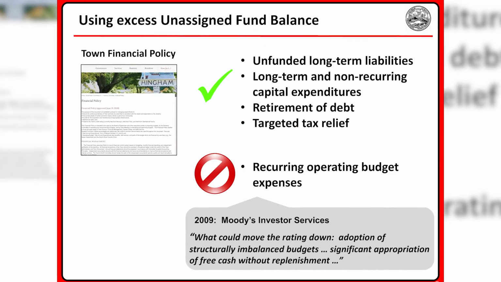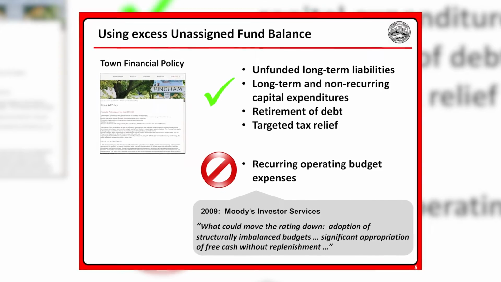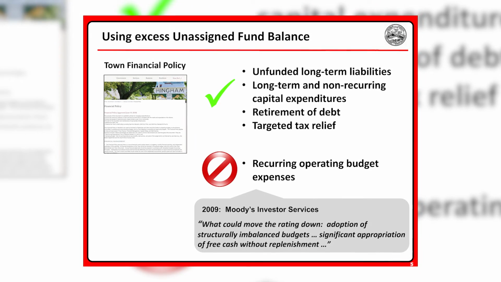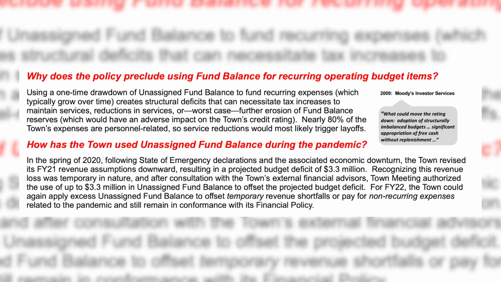What are acceptable uses of excess unassigned fund balance? The town financial policy defines acceptable uses of excess fund balance, including unfunded long-term liabilities, long-term and non-recurring capital expenditures, retirement of debt, or targeted tax relief. The town financial policy also specifies that excess unassigned fund balance should not be used to fund recurring operating budget items, which leads to a question.